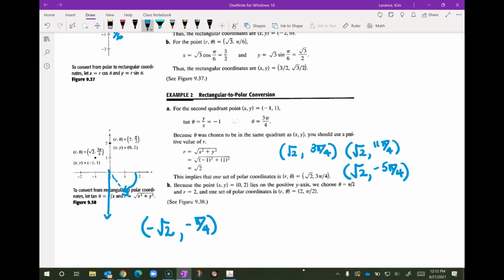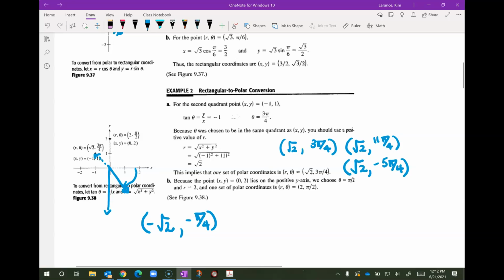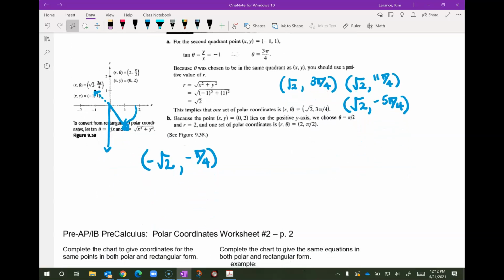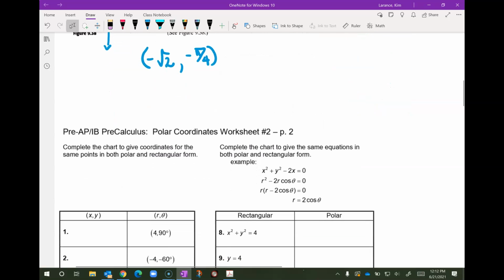So basically, I'm pointed in this direction. However, I walk backwards and I get to my same point. So again, I could go around the unit circle multiple times and get to the same point. So it's kind of cool. Not that you're really going to need it, but I wanted you to see all of that.